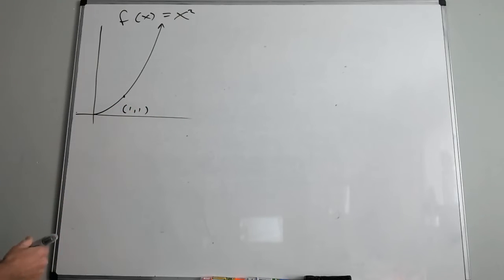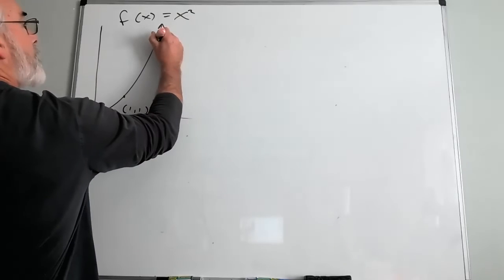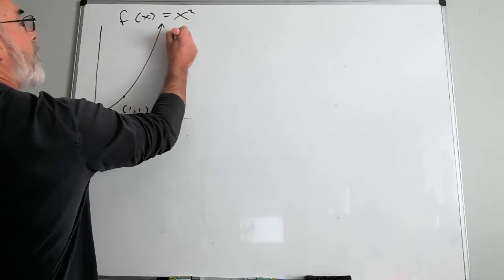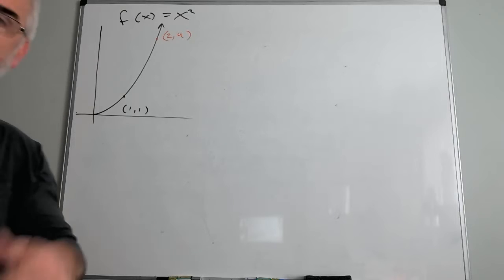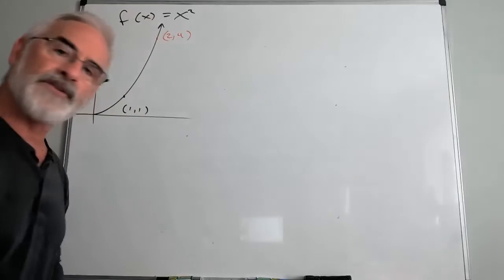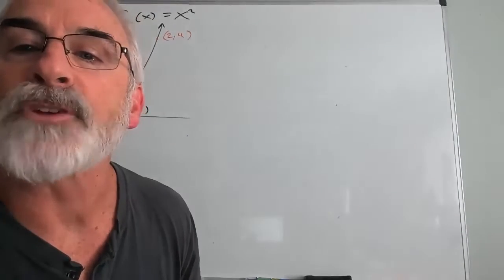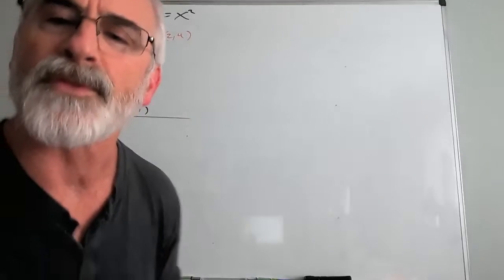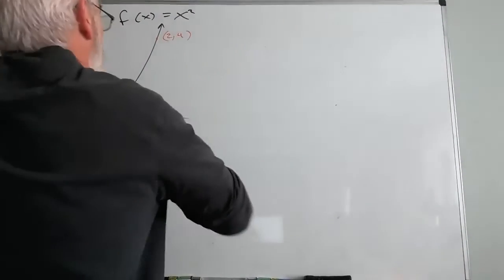And let's pick another point on the graph. Keep it simple. Let's say 2, 4. I'm going to start with the point 1, 1, which technically is 1, f of 1. And this point is 2, f of 2. And what I would like to do is compute the slope of the secant line. Now, in case you're not familiar with the vocab, the secant line is the line passing through the 2 points. That's it, all it is.